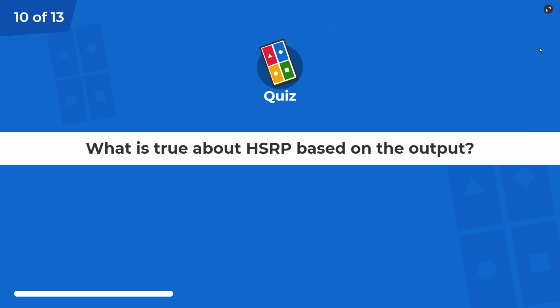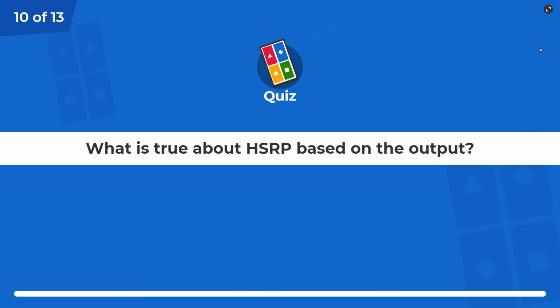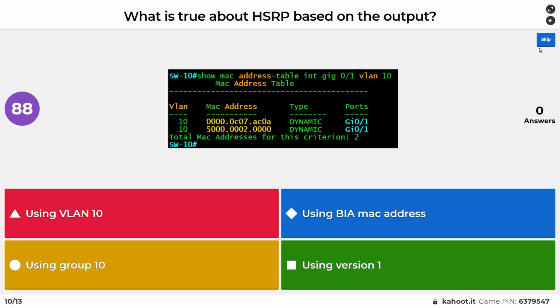Question 10 of 13. Two or more answers are being looked for here. What is true about HSRP based on this output? This is, again, the MAC address table on a switch looking at a specific VLAN and a specific port. I just wanted to make it fit on the screen, so that's what I did.